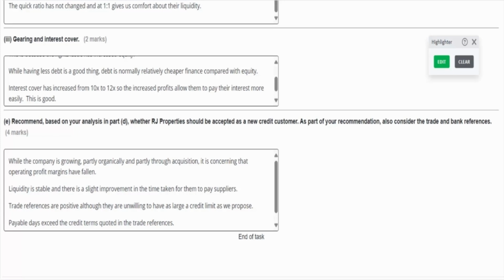So we need to comment on the profitability, liquidity, gearing and interest cover. And finally in part E, recommend based on your analysis in part D whether RJ Properties should be accepted as a new credit customer. As part of your recommendation, also consider the trade and bank references. So part E is bringing all our various answers together to form some sort of recommendation. And this is testing higher level skills to be able to form a conclusion and make that recommendation. So now that we know what we need to do, we can start reading through the information and try to decide whether or not it's going to be helping us to answer the question, and can we use it in our answer in some way.